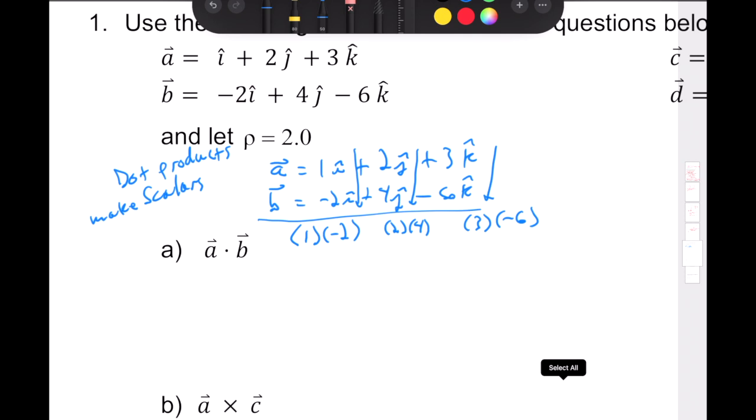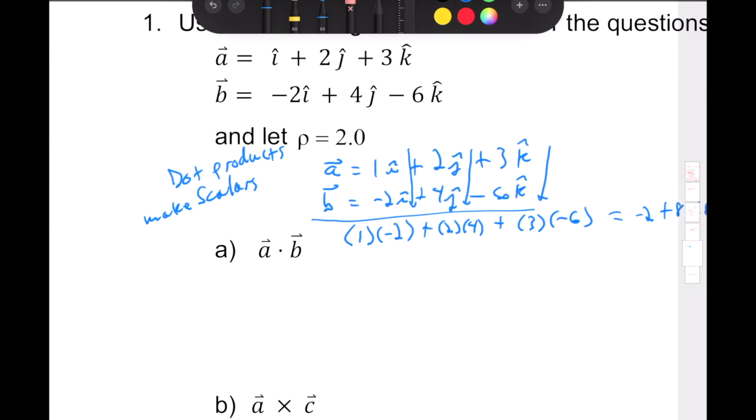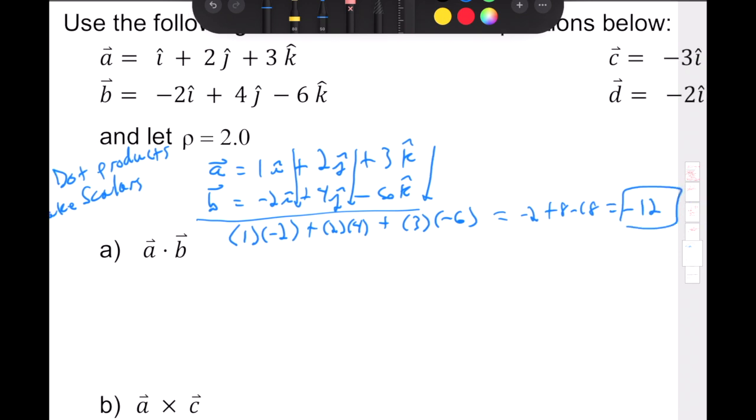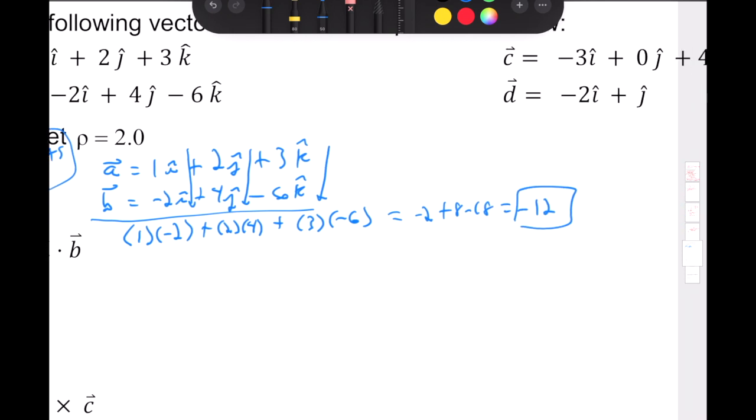Anyway, after you've multiplied each of those, you're going to add those quantities and see what that number comes out to be. So you'll have negative 2 plus 8 minus 18. It ends up being, I believe, negative 12. Negative 12 in which direction? No direction, right? Because dot products make scalars. Cannot emphasize this enough. There's great confusion on this.